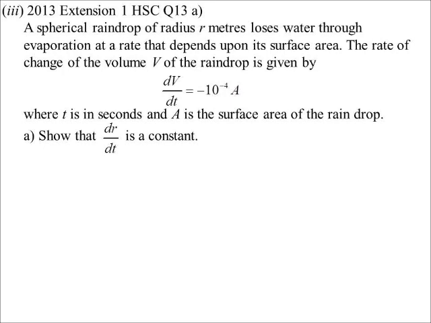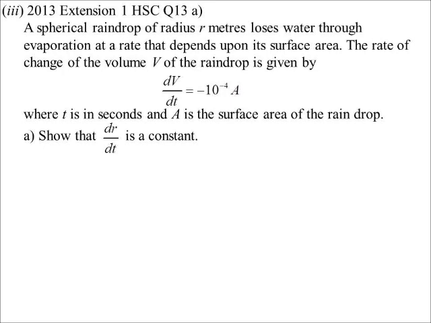So here's an actual HSC question from a couple of years ago. Again, they love these spherical things because we've got a formula for it, it makes life a bit easier. So a raindrop this time loses water through evaporation at a rate that depends on its surface area, and the change in that volume is minus 10 to the power of negative 4, 0.001, wouldn't it? Negative 4, yeah, times whatever the area happens to be.